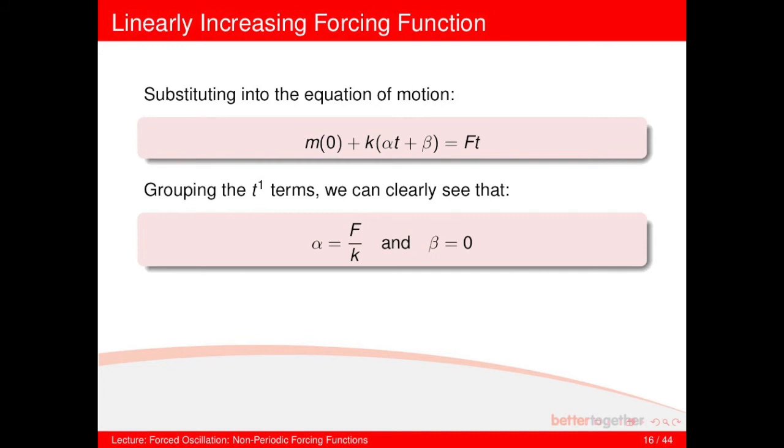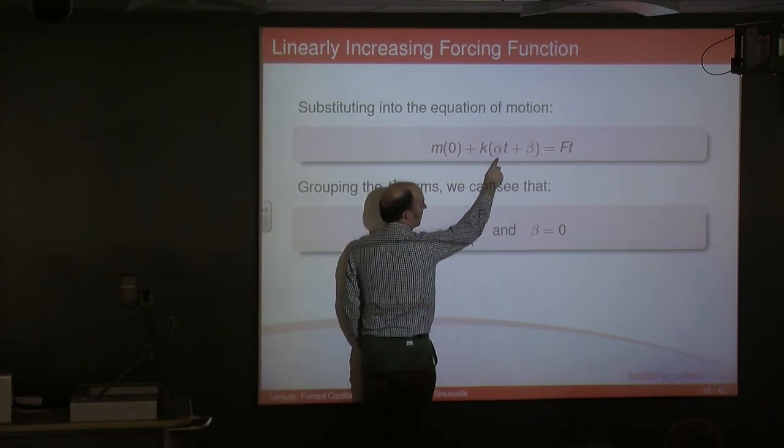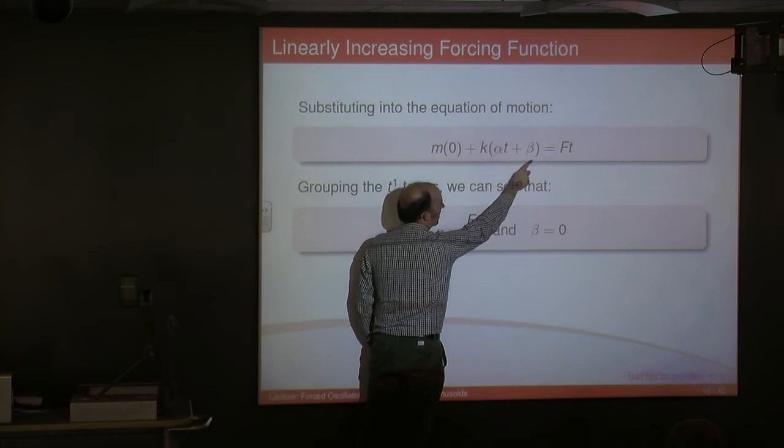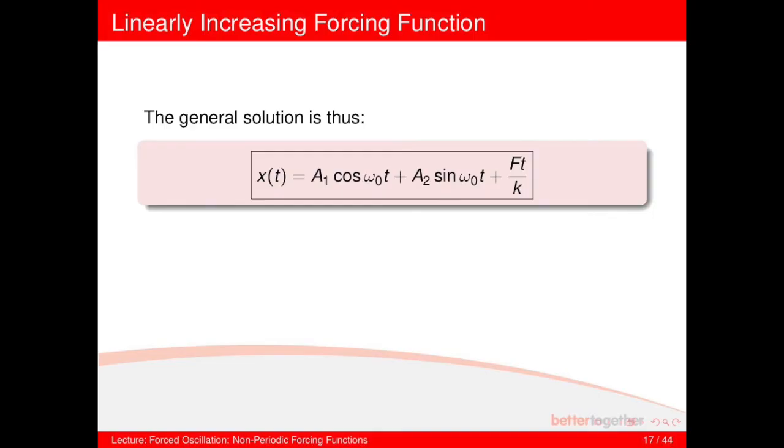If you set alpha to be F upon k in there, you get k times F upon k, the k's will cancel, and you end up with F t equals F t. That makes sense. So that's grouping the t to the 1 terms. We can see that alpha is F0 upon k and beta must be 0. So you can plug that back in and you end up with F t upon k. We then add that to our general solution. So there's our complementary function, again the standard form, plus F t upon k.